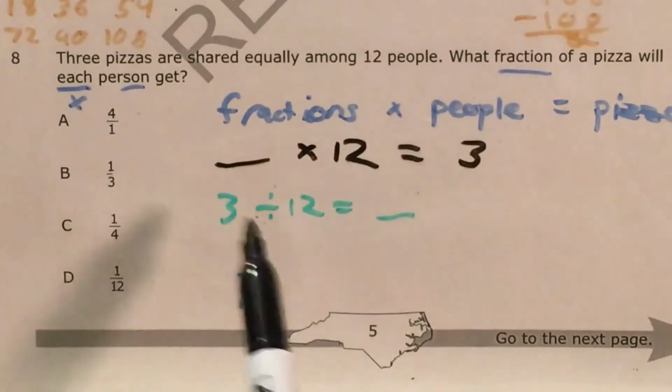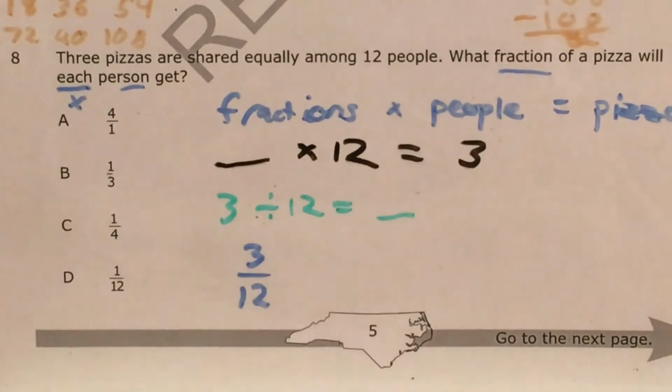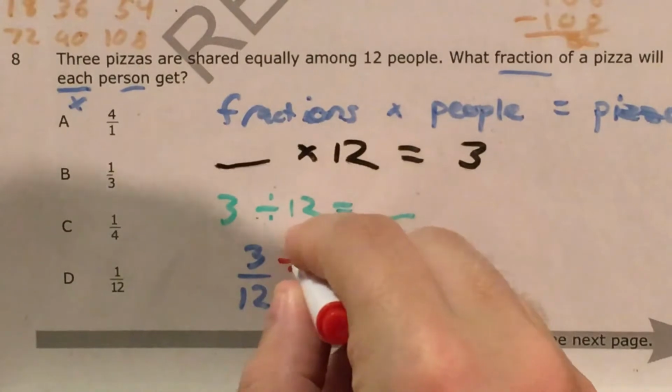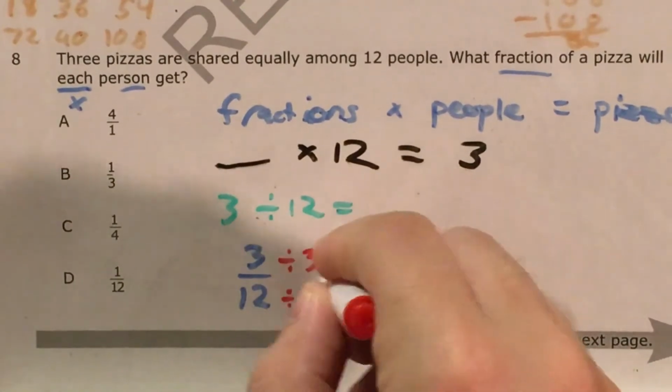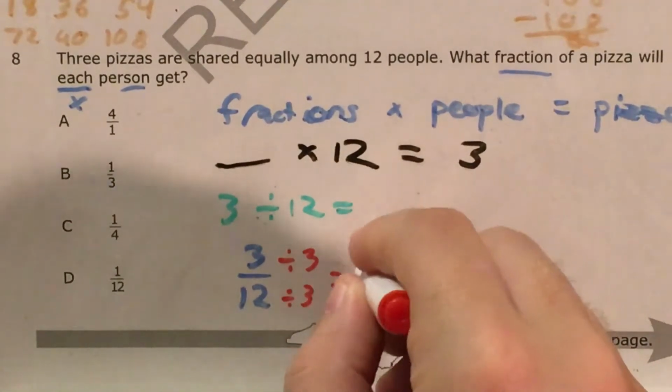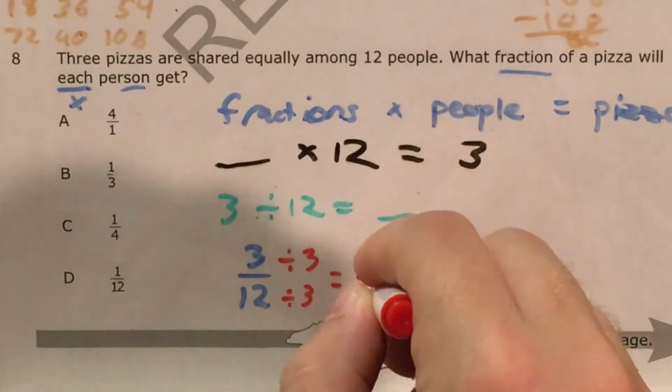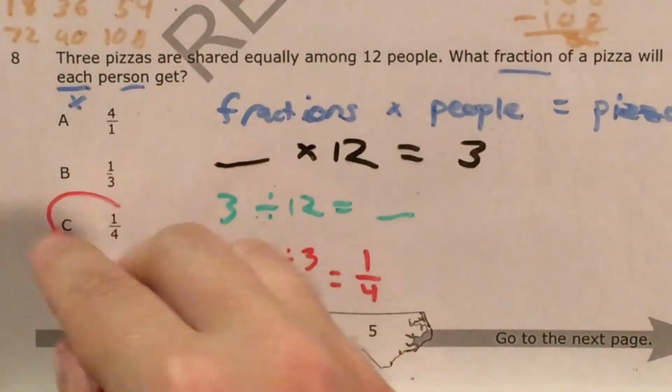And I'll ask myself, what number goes into both 3 and 12? The answer to that is 3, so I'm going to say 3 divided by 3, and 12 divided by 3. 3 divided by 3 is 1, 12 divided by 3 is 4. It's looking like my answer is 1/4.